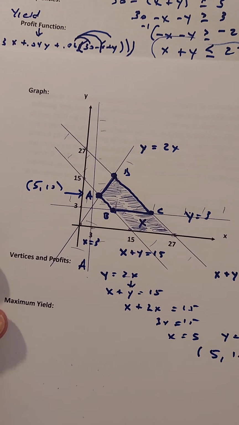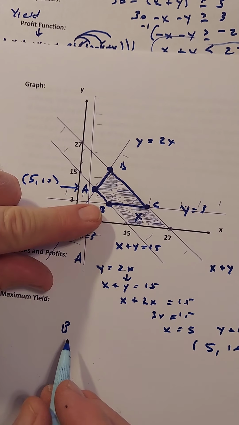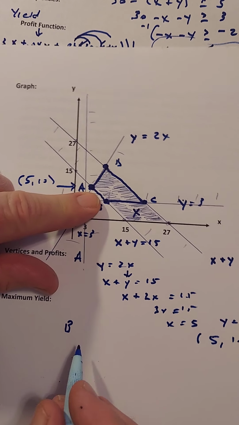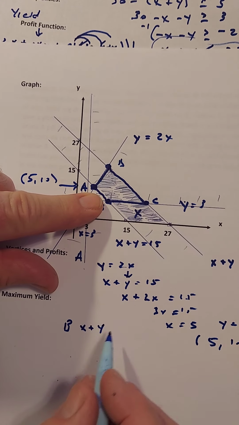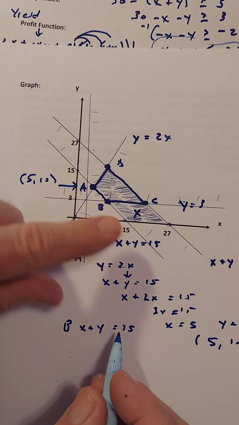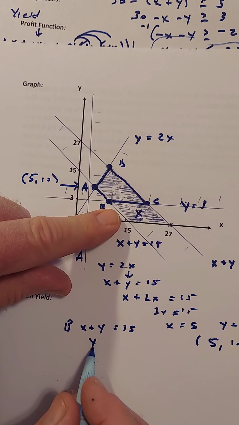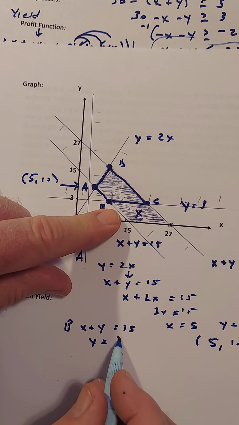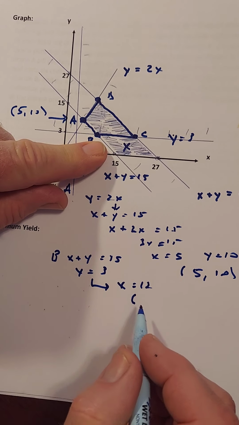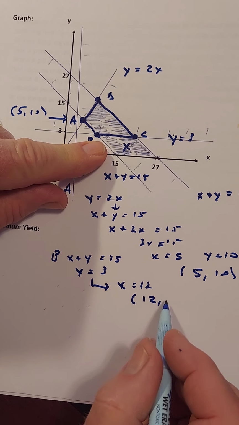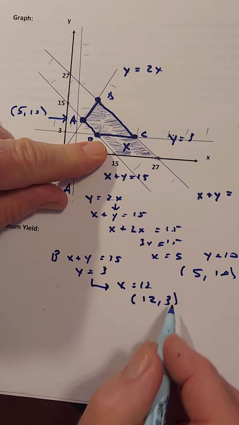Okay, let's go to B. B is going to be a little bit easier. B is the intersection of this line, which is x plus y equals 15, and this line, which is y equals 3. We can do this mentally. If y equals 3, wouldn't x have to be 12? So that means this would be (12, 3).